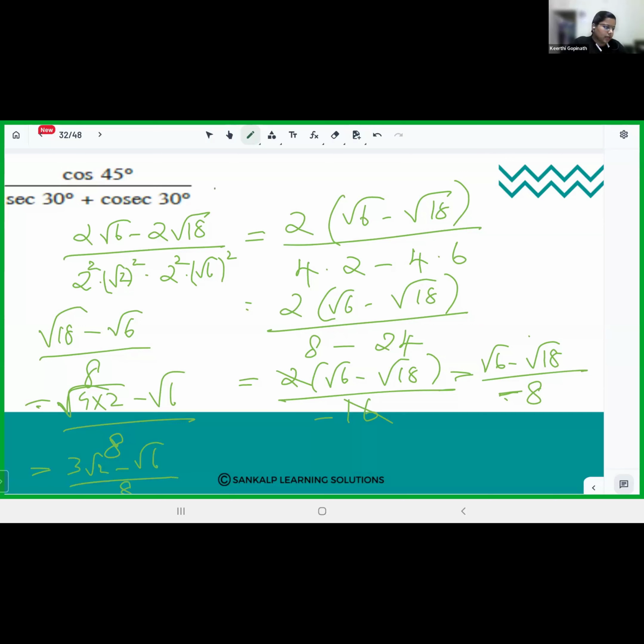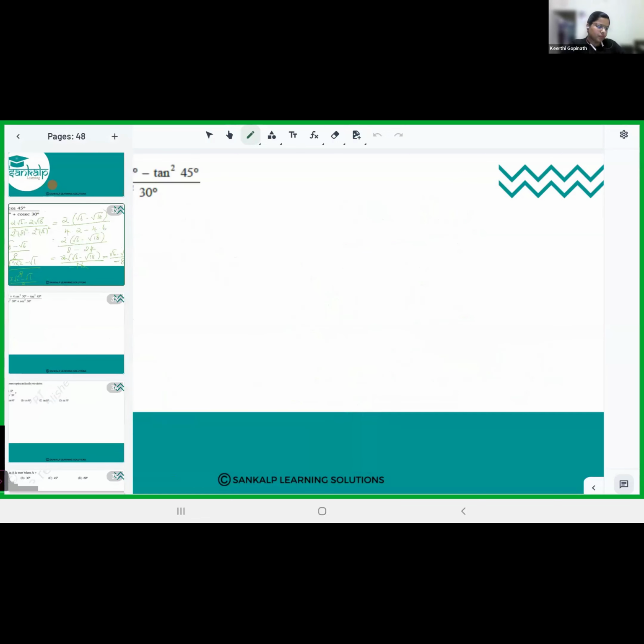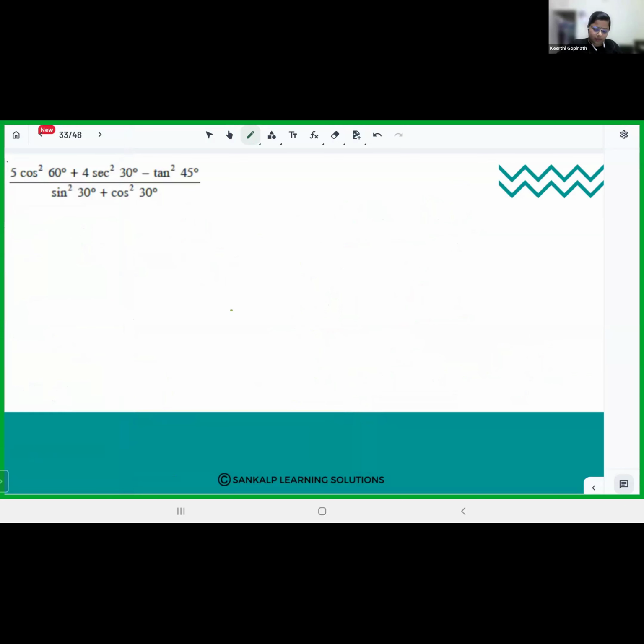Okay, so that is the value of that particular question. Now we are moving on to the third question. Okay, so it is 5 cos square 60 plus 4 sec square 30 minus tan square 45 by sin square 30 plus cos square 30. All right, so we have to find out the value of this particular question. So how will you find out?